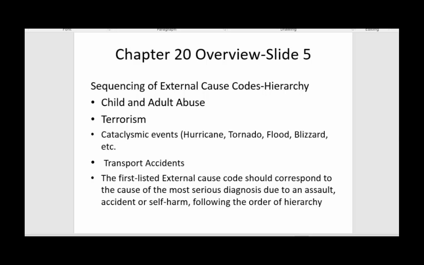So do you see how this hierarchy is ordered? The transport accidents take priority over all other external causes except child and adult abuse, terrorism, and the cataclysmic events. The first listed external cause code should correspond to the most serious diagnosis that's due to an assault, accident, or self-harm following the same order of hierarchy.